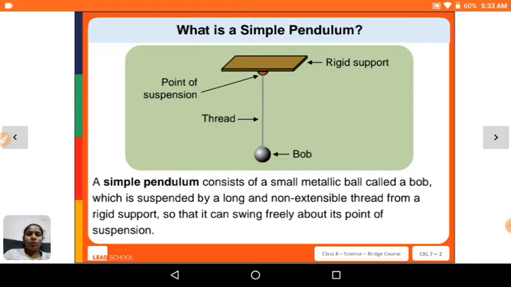I will show you. So this is a metallic ball which is named as bob. It is called bob, which is suspended by a long non-extensible thread from a rigid support. This is the thread here, which is long. You know what is long. And non-extensible. What is non-extensible?